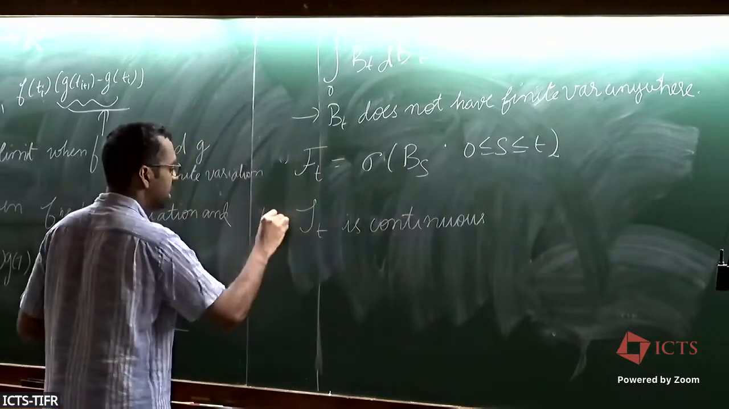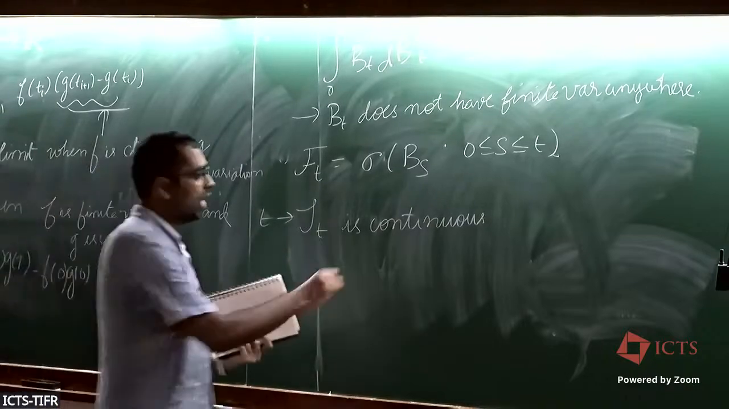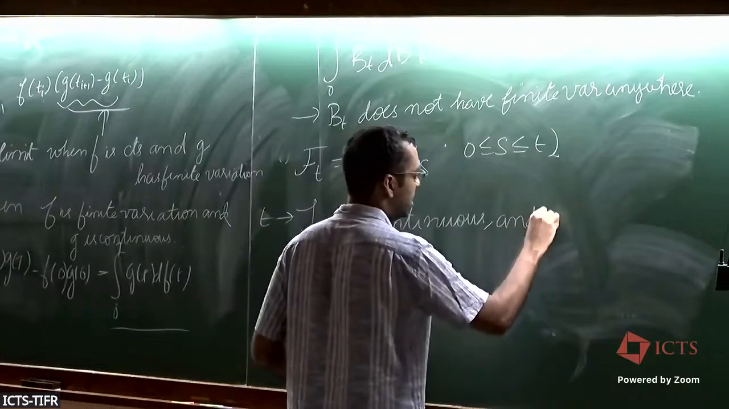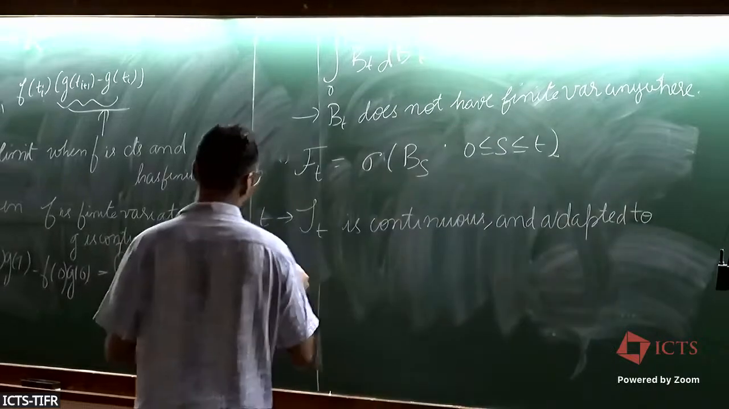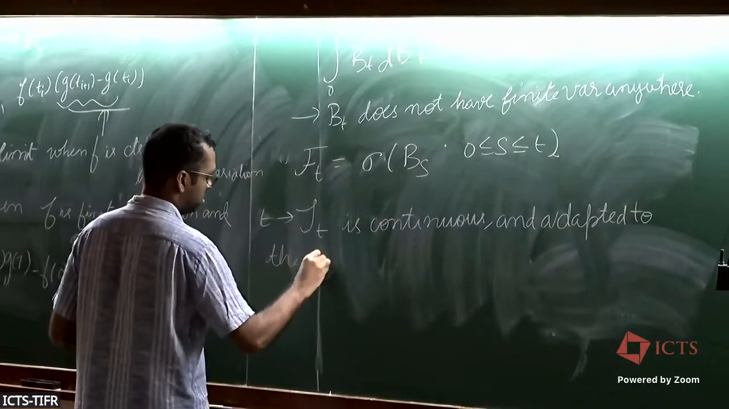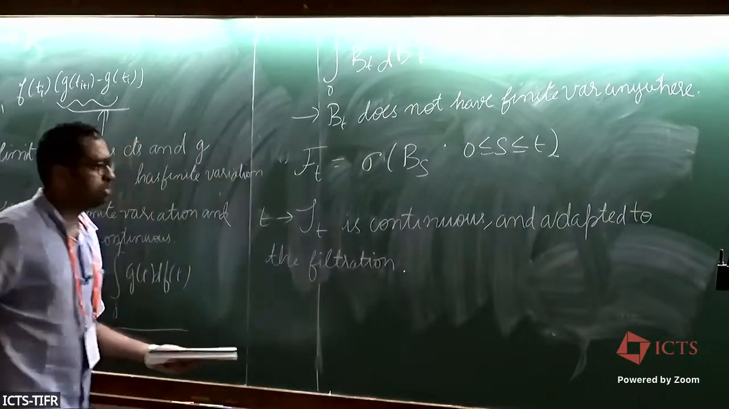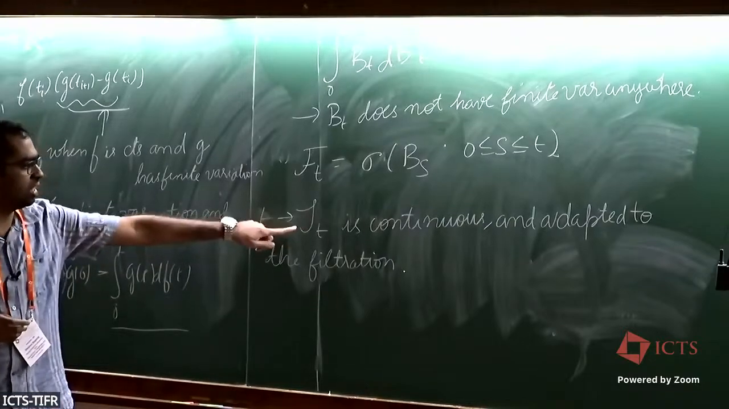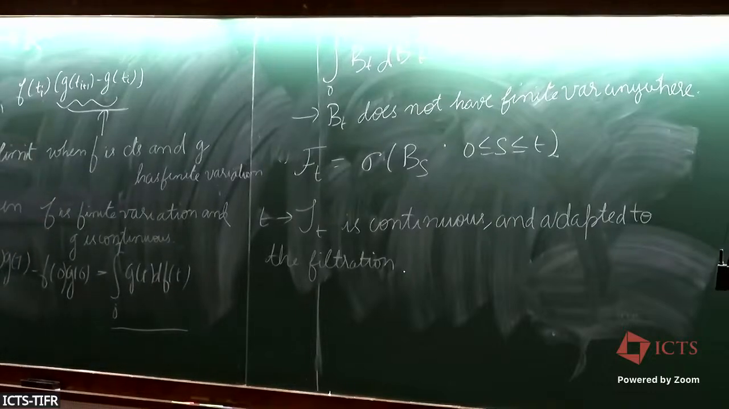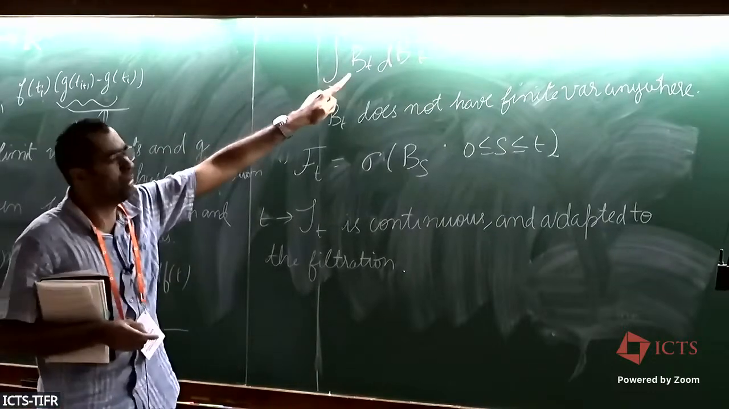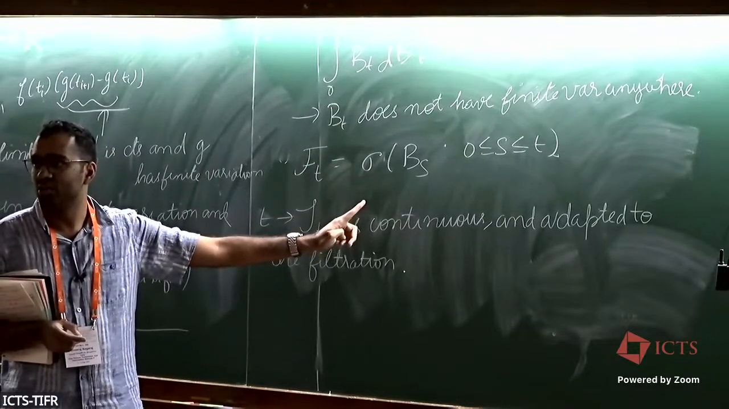So t to zeta_t, this is also a random process, right? It is continuous almost surely and adapted to the filtration. What I mean by adapted to the filtration is that this zeta_t is measurable with respect to F_t. For example, B_t is trivially adapted to the filtration F_t, right? So we are integrating things like that.